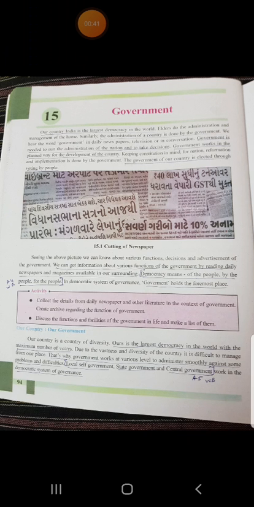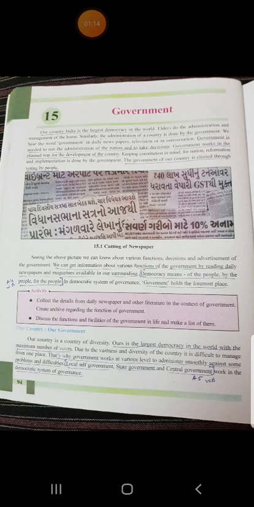Now at home, our elders, they do the administration and management of the home. At home, the management and administration is done by the elders. Similarly, the administration of the country is done by the government. In the same way, the administration of the country is done by the government.